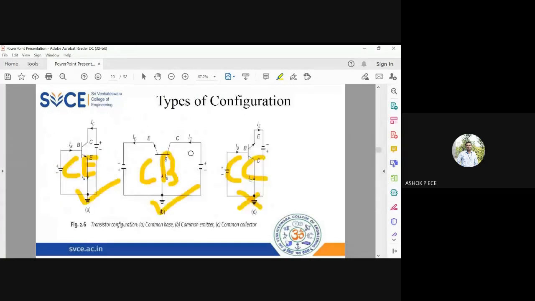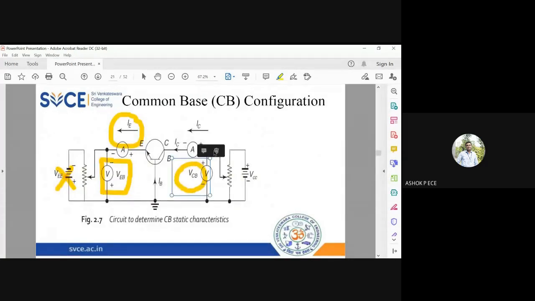Next one, output admittance. See the output side. Admittance, you know, is the reverse, I by V.